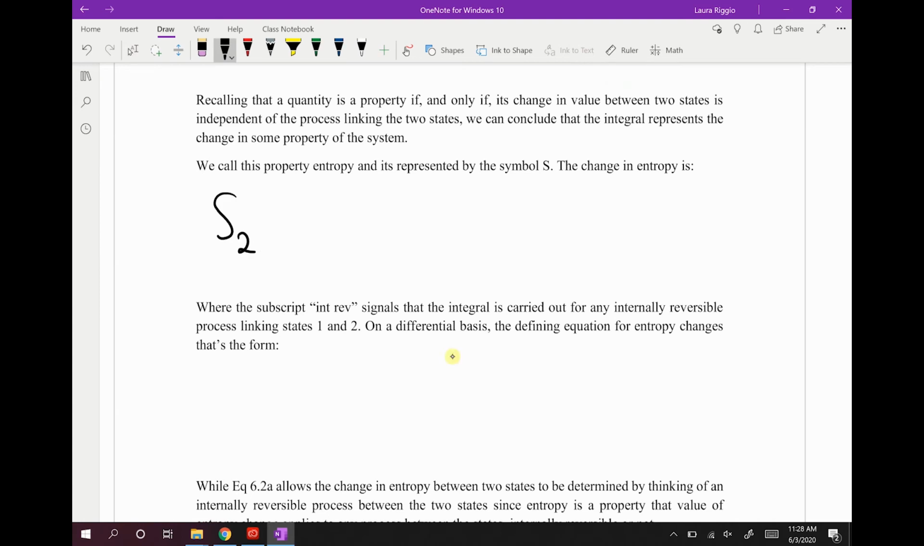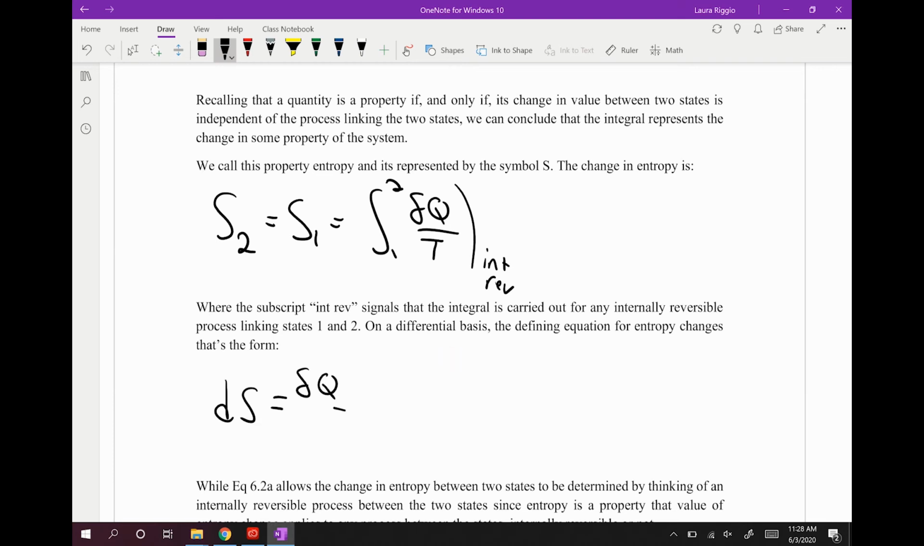And our change in entropy is equal to the integral from 1 to 2 of our differential heat transfer over T for some internally reversible process. On a differential basis, our differential entropy is equal to our differential heat transfer over T. Again, it is defined for an internally reversible process. This allows us to evaluate the entropy between two states linked by an internally reversible process.